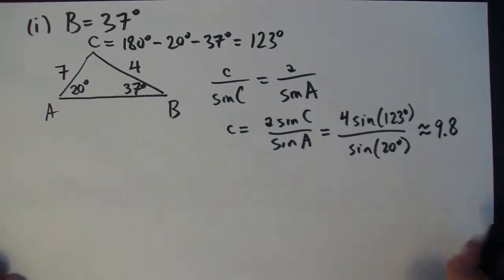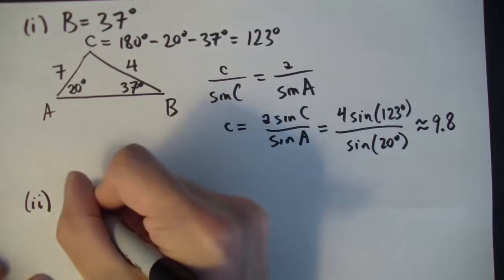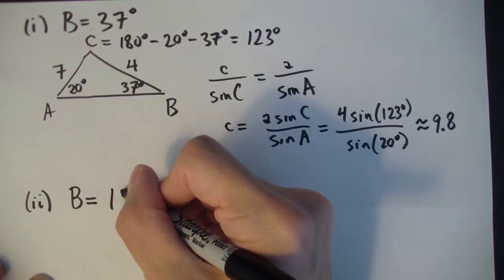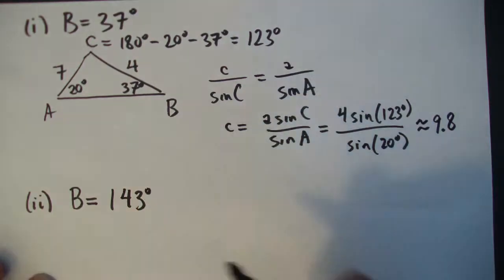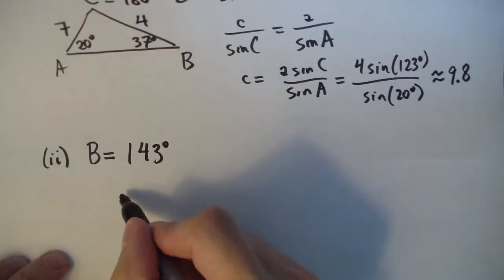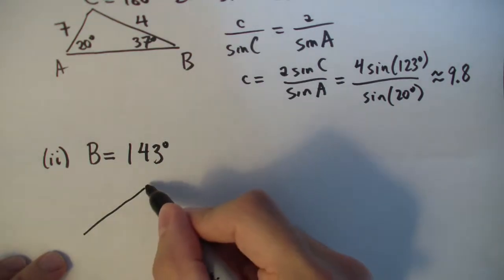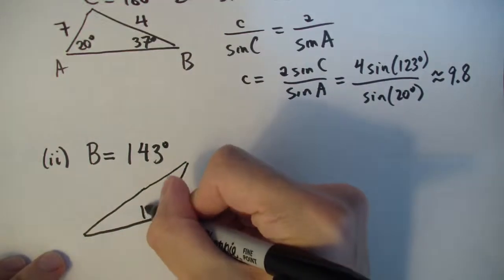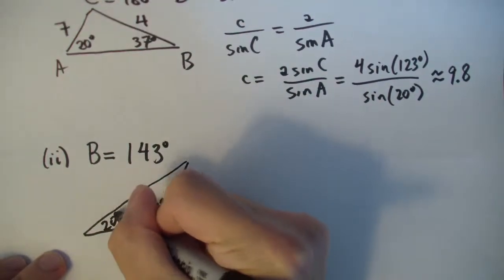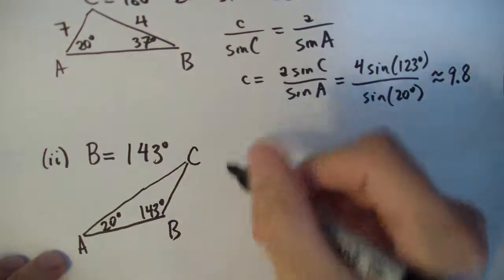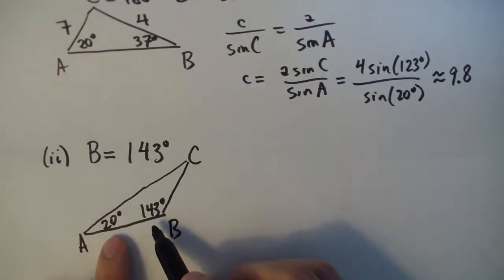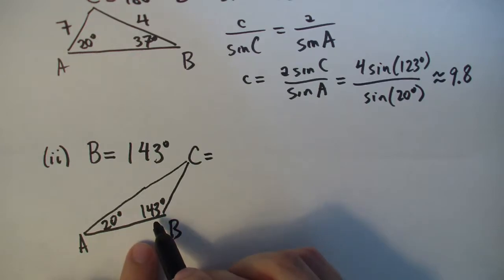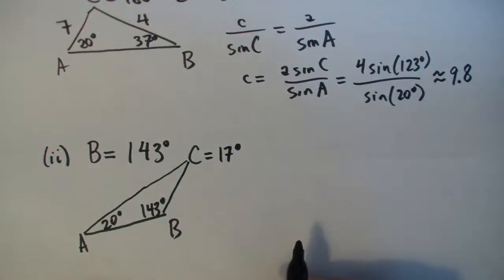All right, and then we still have that other case. So the other case was when B was equal to 143 degrees. And so that looks something like this, where here's B is 143, A was 20, and again we can figure out C just by taking 180 minus these two angles. So C will be 180 minus 20, which is 160, minus 143, which is 17. So C will be 17 degrees in this case.